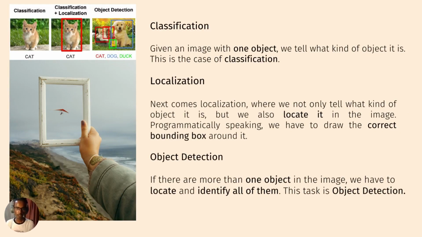When we started the video, we said that YOLO is a detection model. So what do we mean by object detection? Before we look at what object detection is, we have to define the terms classification, localization, and finally object detection. Given an image with just one object, we tell what kind of object it is. For example, if you have an image with a cat, then you just say that this is a cat. And if you have another image with a dog, then you just say it's a dog. We're not concerned about the position of that object within the image. We just classify the object with labels.